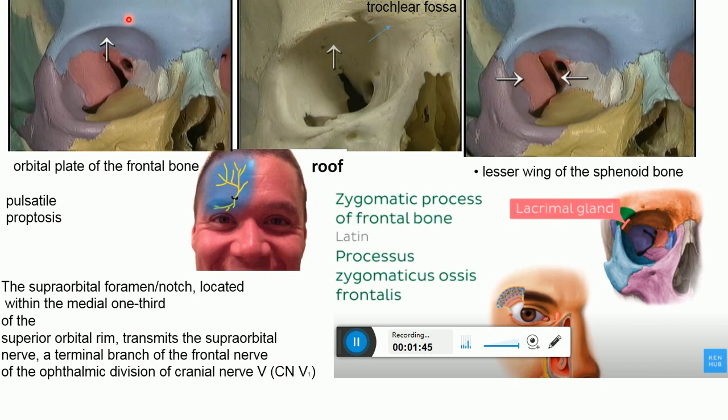A defect in the roof may cause pulsatile proptosis. Why? Due to transmission of cerebrospinal fluid pulsation to the orbit.